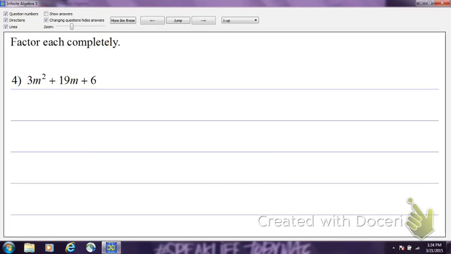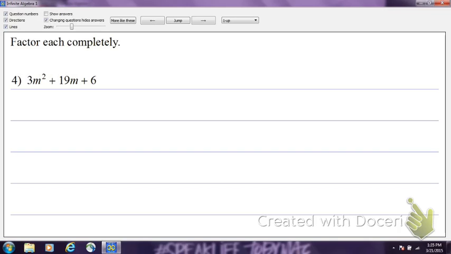The next type of factoring is called advanced factoring. The reason this problem is advanced factoring is the number in front of m squared is 3, and 3 does not go into 3, 19, and 6. So this problem is unable to be made into a basic factoring problem.